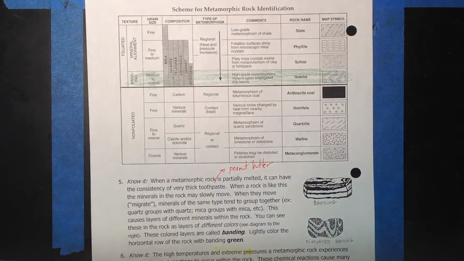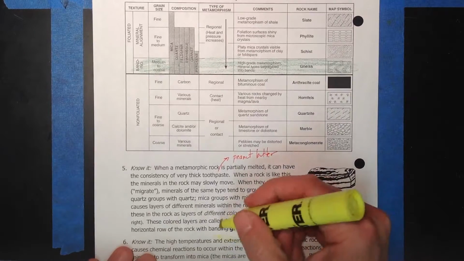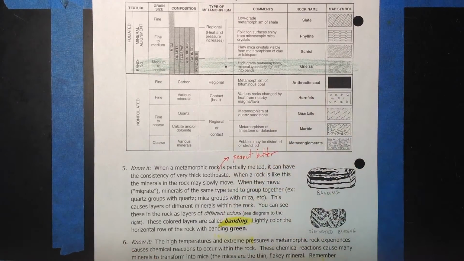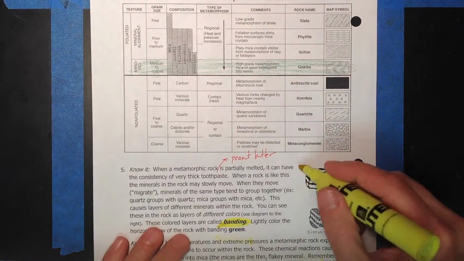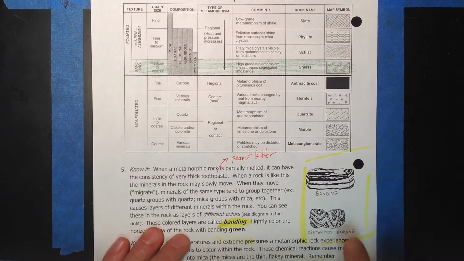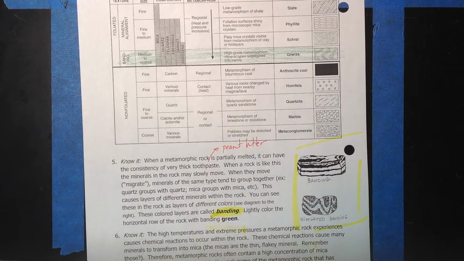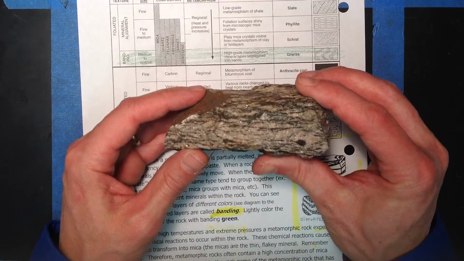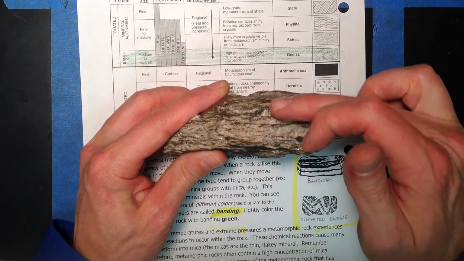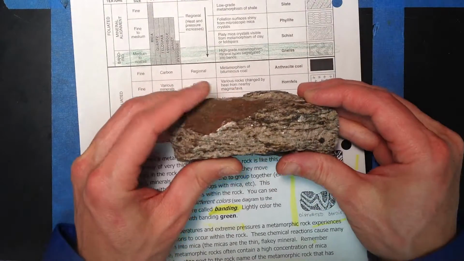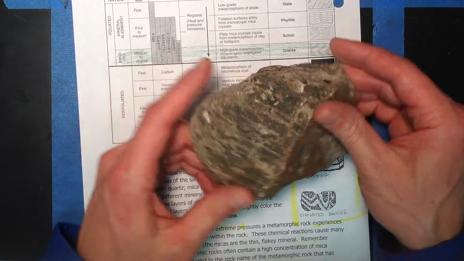Okay? That's key. Banding is key. These pictures here are key as well. Distorted banding, so they can get wavy looking. Let me see what I have here for banding. Any sort of stripes, you can see them here. You see the different stripes, like the black layers that go throughout. Okay, that's a good example of banding.